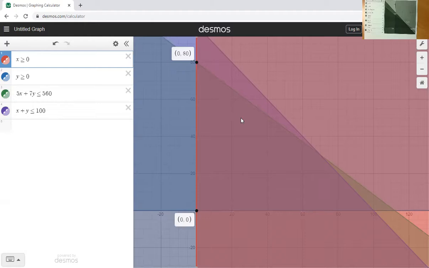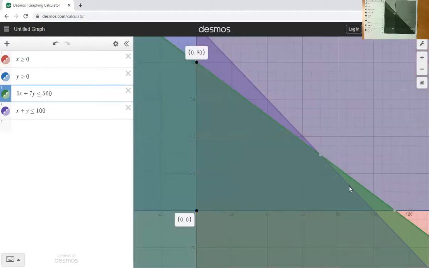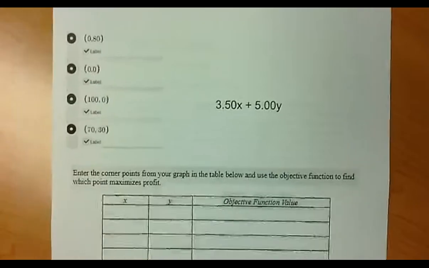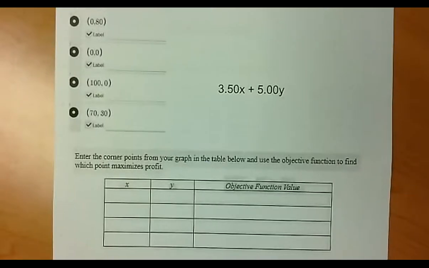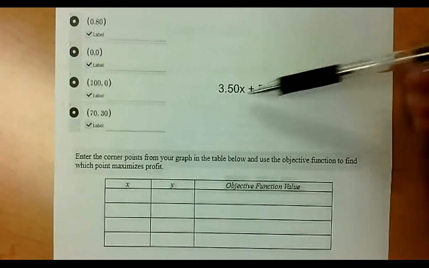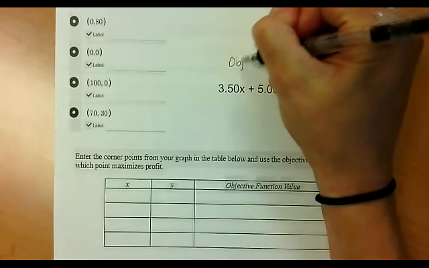So I've got (0, 0), (0, 80), (70, 30), and (100, 0). Those are my special corner points. And I'm now going to use those to help me minimize or maximize my objective function. So the question is, what is my objective function? Well, remember how much you're charging for each t-shirt? We had $3.50 for each child face, $5 for each custom tie-dye. This right here is going to be my objective function.